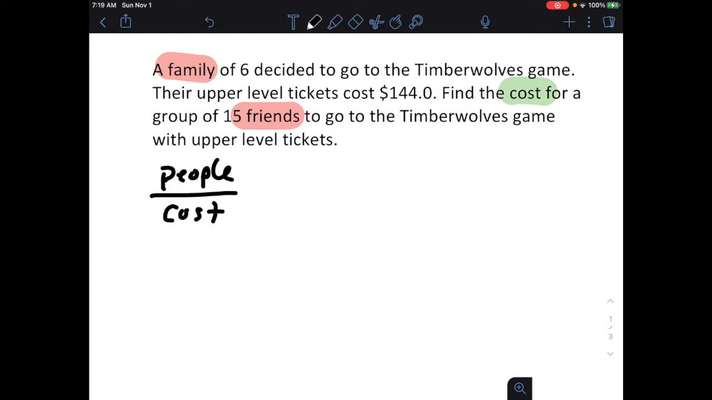Okay, so my goal is to create two fractions that I can then solve to be able to figure out the missing cost for a group of 15 friends. Okay, so the key thing is to make sure we keep the numbers in the right location. So people goes in the numerator, cost goes in the denominator. So it says a family of 6, so that's 6 people, decided to go to the Timberwolves game. Their upper level tickets cost $144. So then the 144 would go underneath the 6.